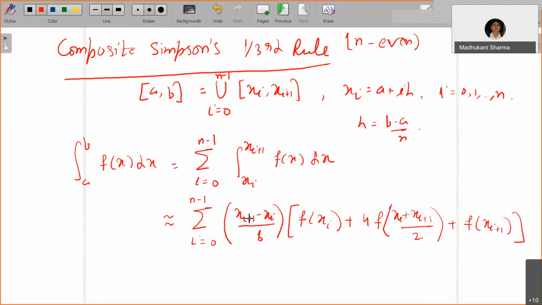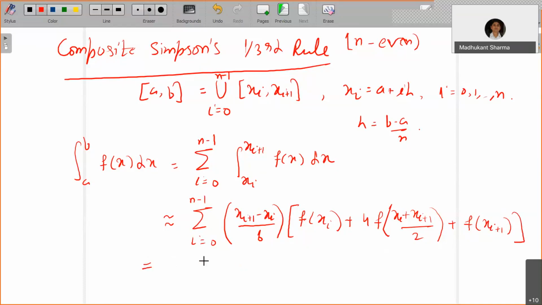And now you take, these are uniformly spaced, so this is going to be xi plus 1 minus xi on each interval, that is going to be h only, right? So this is going to be h, xi plus 1 minus xi.